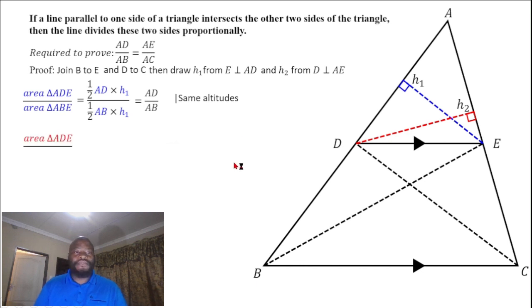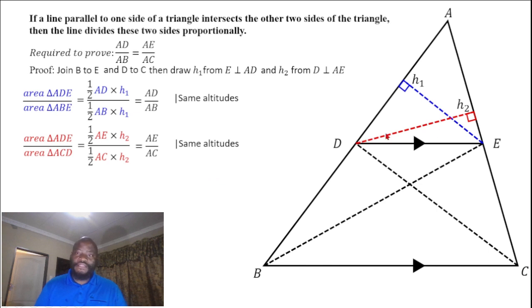Next, the red triangles that we highlighted before: ADE again, and the big one, ADC or ACD. For these two, we'll also have half AE multiplied by H2, divided by half AC multiplied by H2. Then again, this simplifies to AE over AC, for the same reason of them all having the red height, the same height.